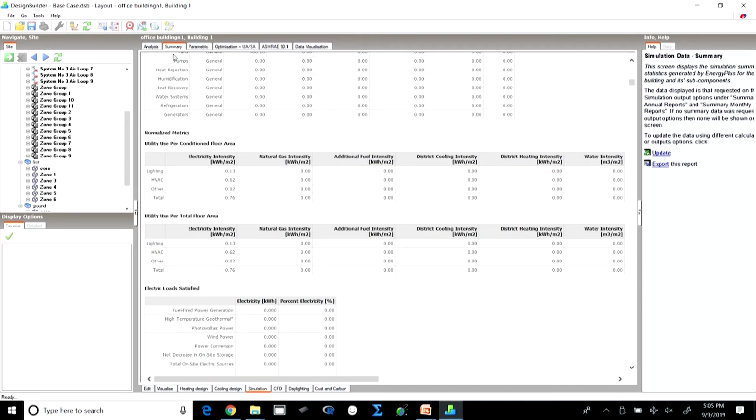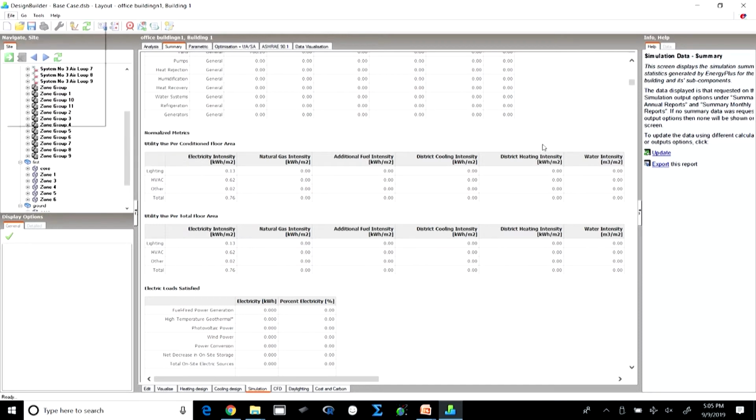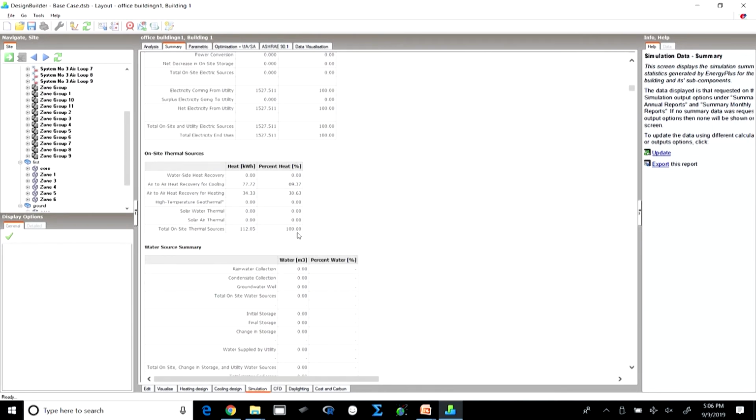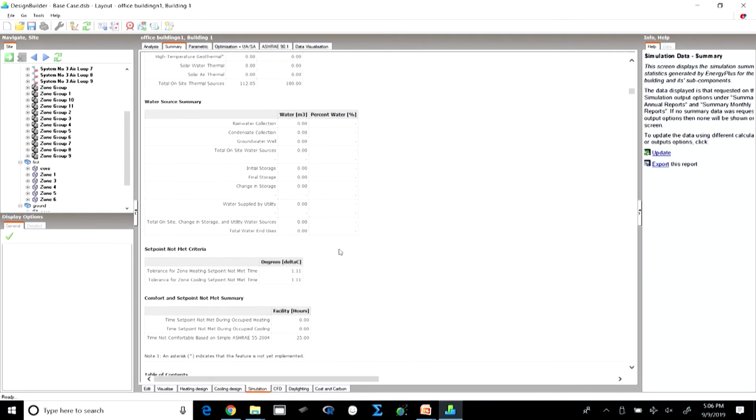We can download the summary, we can export the report file, we can export the summary, and we can use it to calculate and to compare the base case with the proposed case later on. So, the summary will also normalize, it will give us the utility use per floor area. So, it will give us the HVAC, lighting and other uses per meter square area. So, that is what it amounts to, the total. It will also give us the summary for on-site thermal sources and water sources.